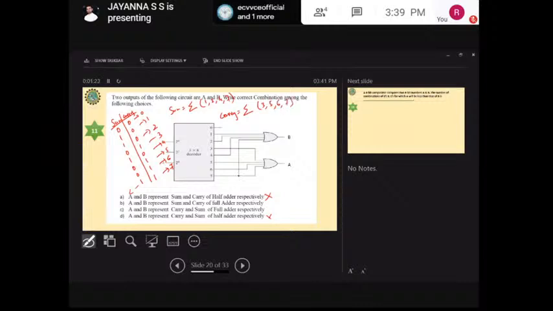So look at A. A is connected to 3, 5, 6, and 7. So A represents carry here. Look at B. B is connected to 1, 2, 4, 7. Okay, it is the sum. So A represents the carry and B represents the sum. Option three will be the correct one.